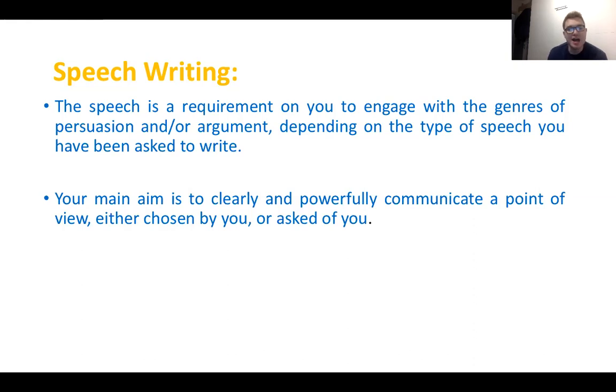Content isn't the issue. Style. That's what sets apart a H2 and a H1 candidate. Very little difference in knowledge. You both know King Lear, you both know Seamus Heaney's poetry, you both know the 5 language genres, etc. But like I said, it's about style. So your main aim is to clearly and powerfully communicate a point of view either chosen by you or asked of you. So for example, the classic: good afternoon, ladies and gentlemen, my name is, today I'm going to speak in favor of the motion.